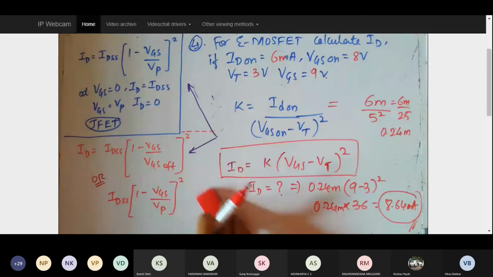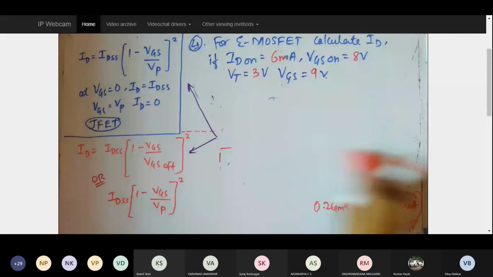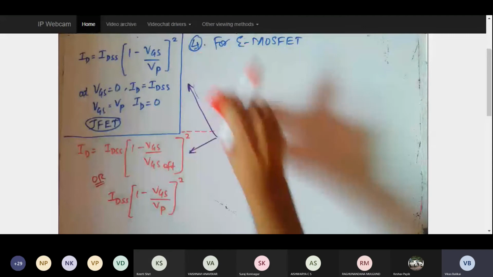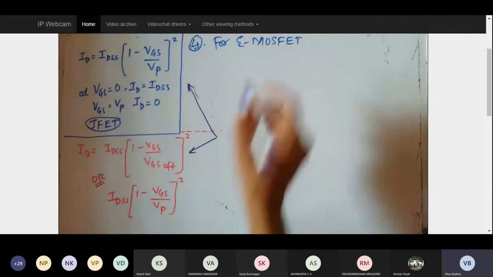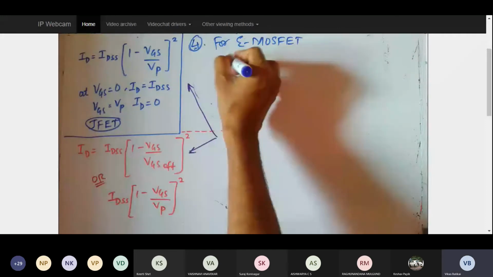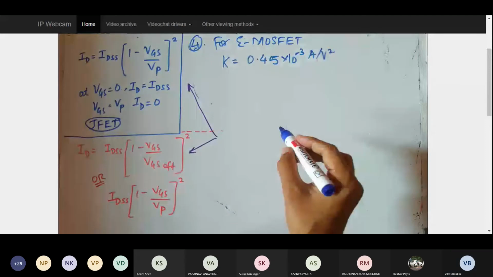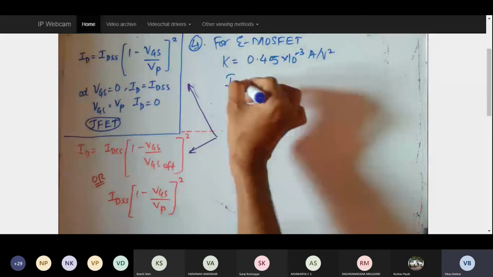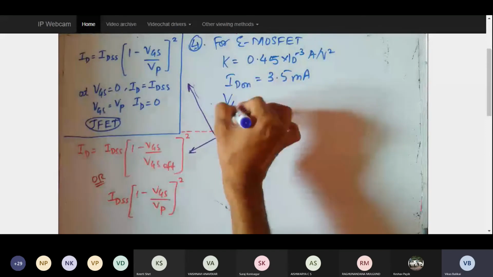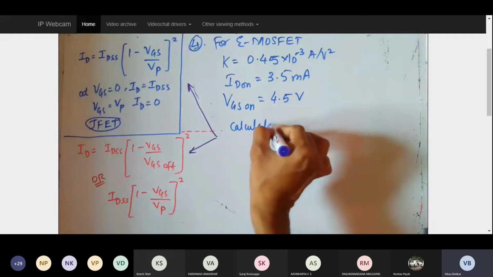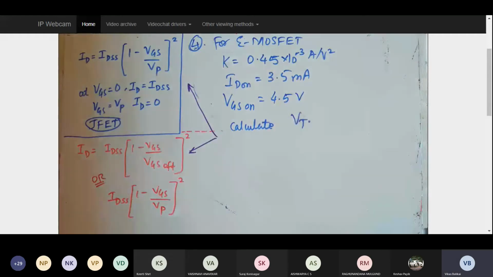For an enhancement MOSFET, he has given K value 0.45 into 10 raised to minus 3 ampere per volt square, and ID on value as 3.5 milliampere. VGS on value as 4.5 volt. Calculate VT. So you can just use the formula of K.